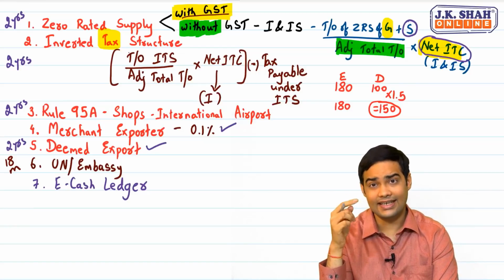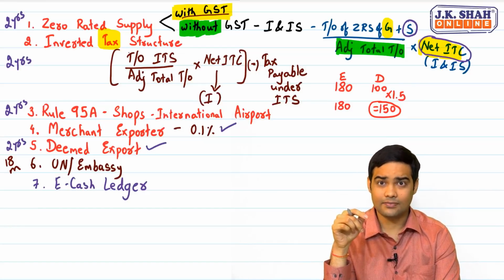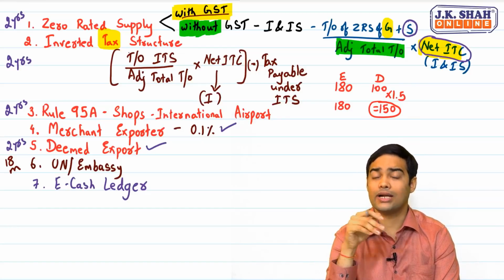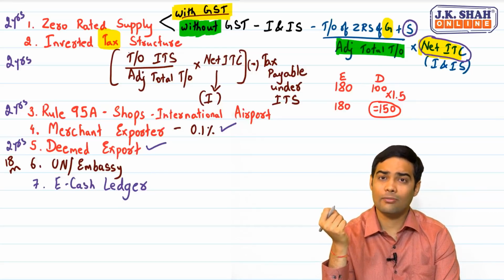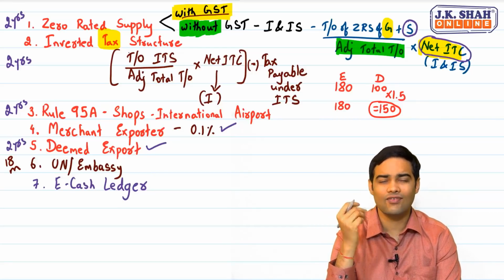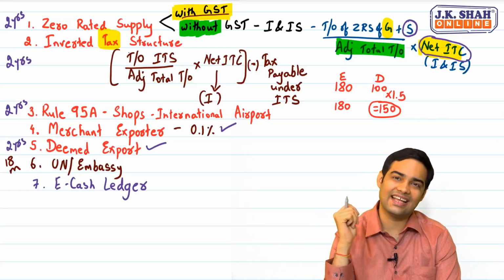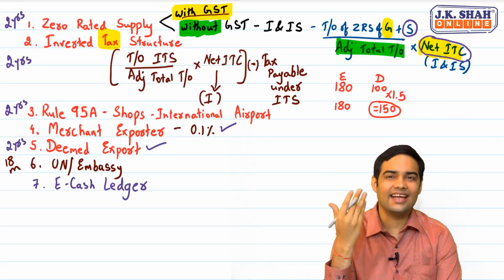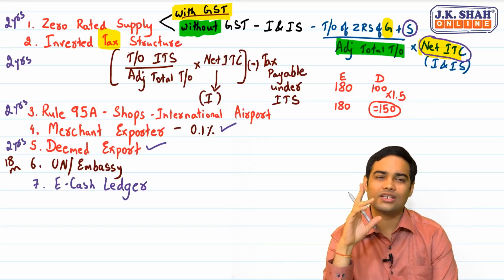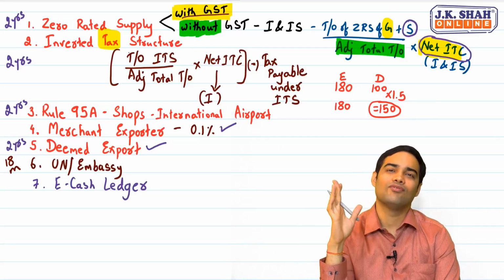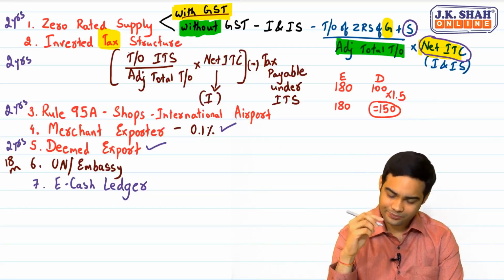Sir, the TDS and TCS which accumulates when I supply to a government department or I supply through an e-commerce operator, can I claim it as a refund? The answer is obviously yes, because it is lying in your e-cash ledger. Again, 2 years is applicable throughout. It's only UN or embassy where 2 years is not applicable.